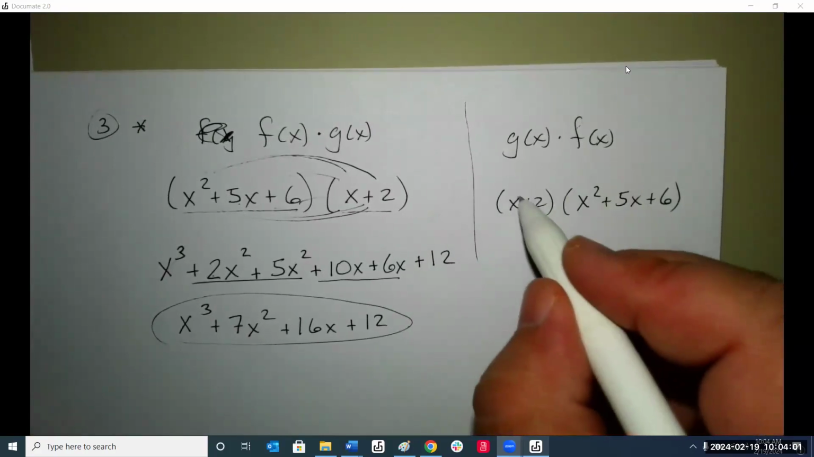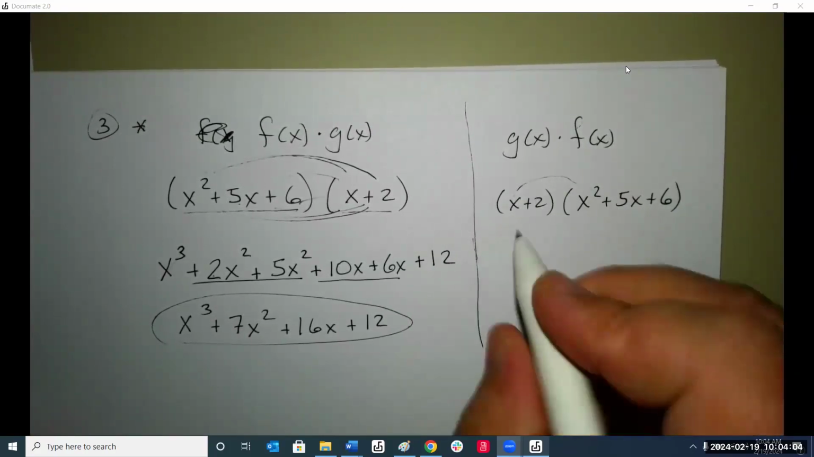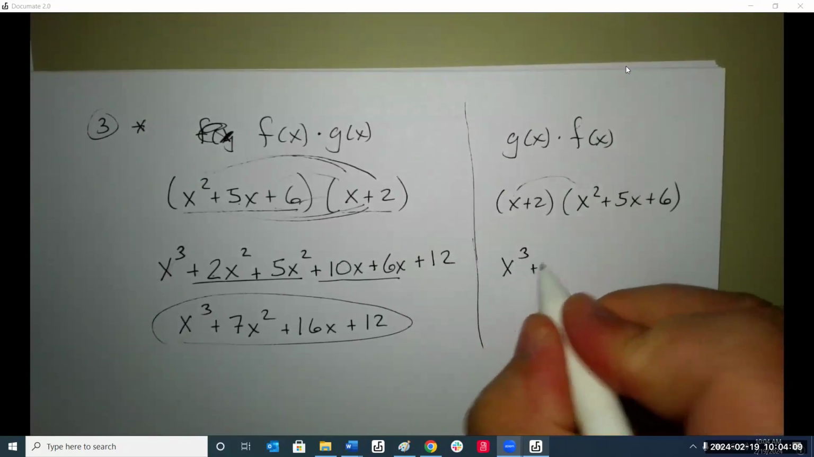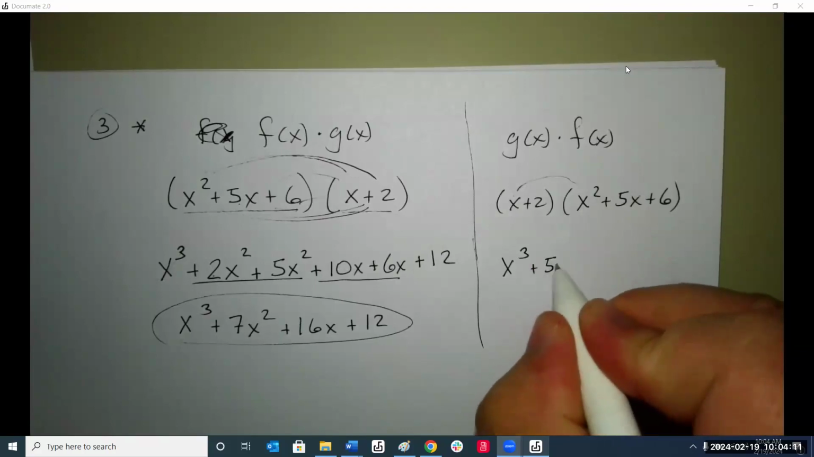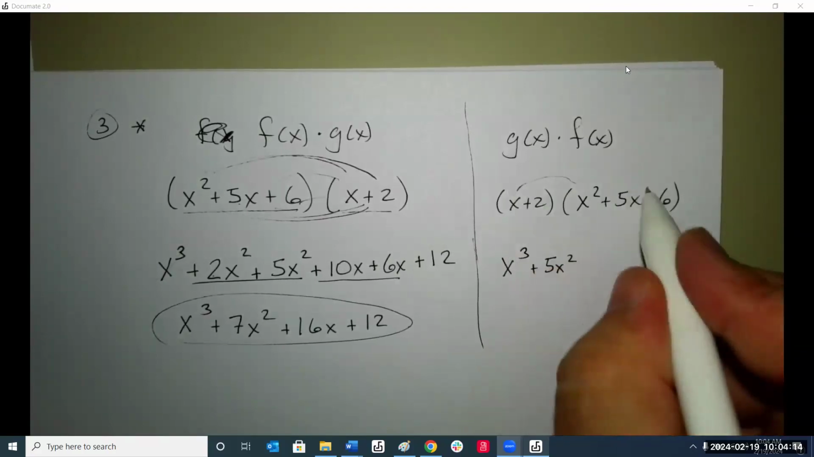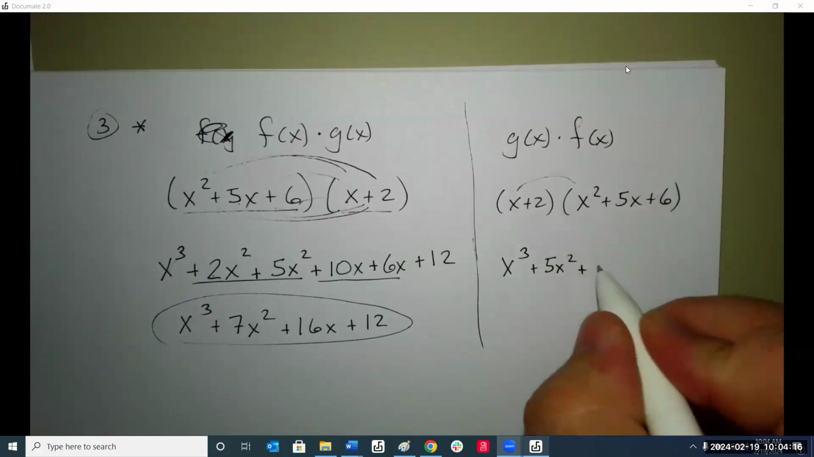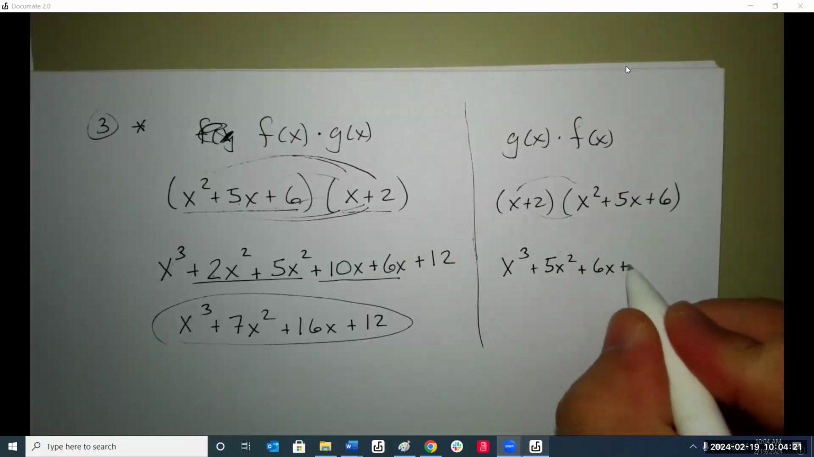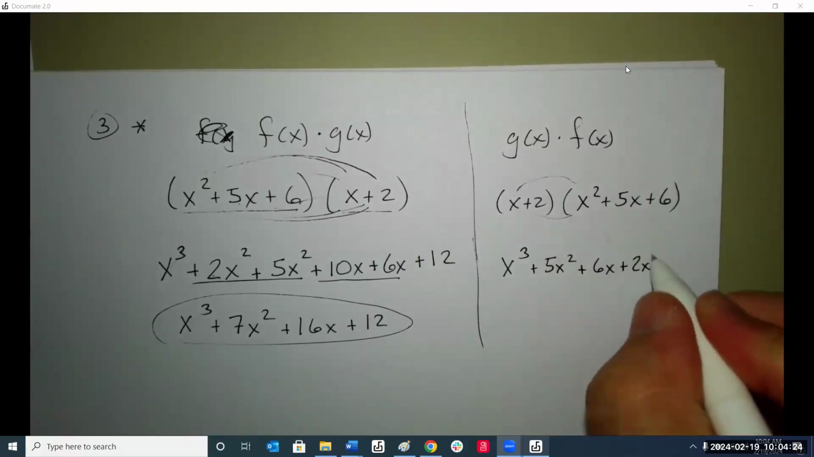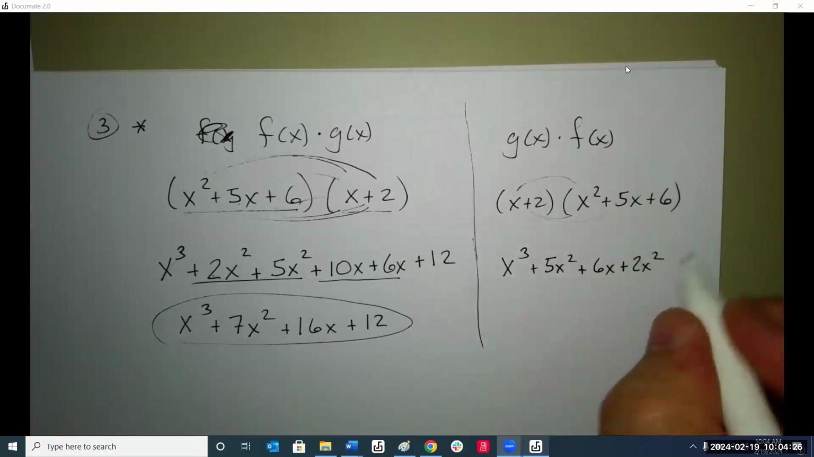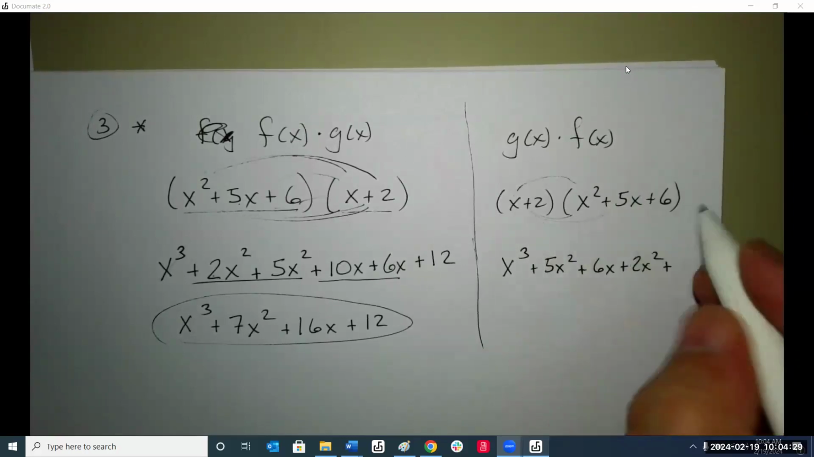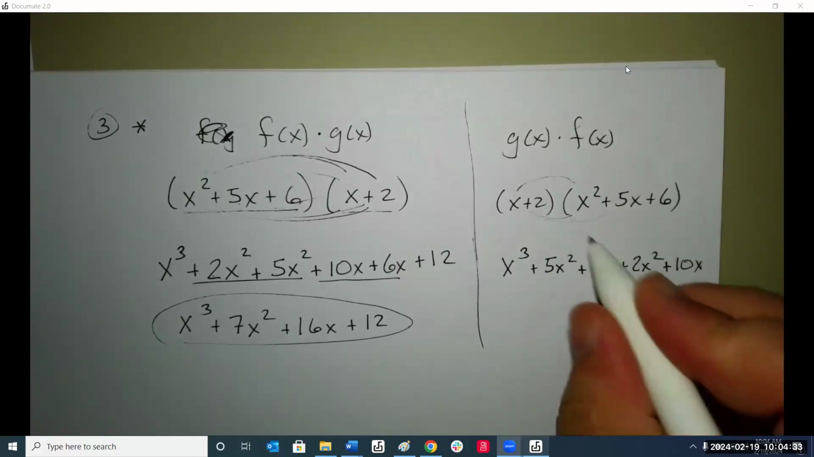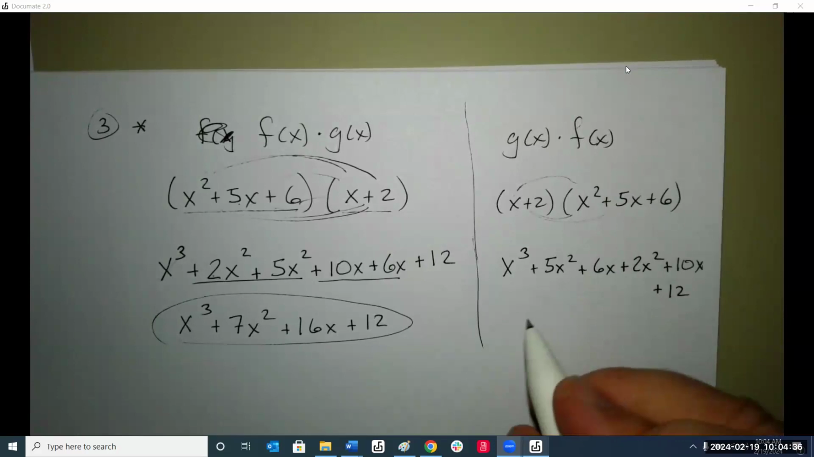Do the same thing here. So x times x is x cubed. Positive times positive is positive. x times 5 is 5x squared. Positive and positive. x times 6 is 6x. Positive and positive. 2 times x squared is 2x squared. Positive and positive. 2 times 5x is 10x. Positive times positive is positive. 2 times 6 is 12.